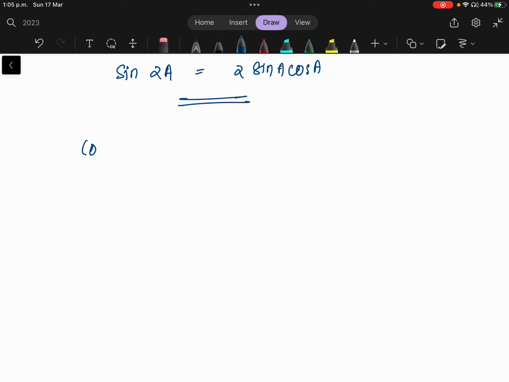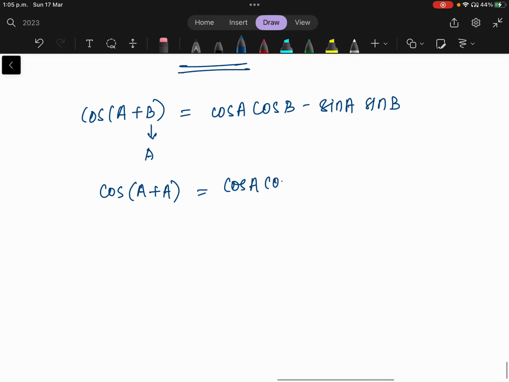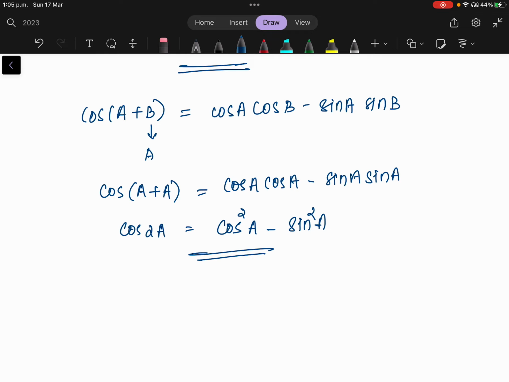Similarly, if you have cos A plus B, you have the formula as cos A cos B minus sin A sin B. Now I am replacing B with A, so that is cos A plus A is equal to cos A cos A minus sin A sin A. So cos 2A is equal to cos square A minus sin square A. This is a formula.